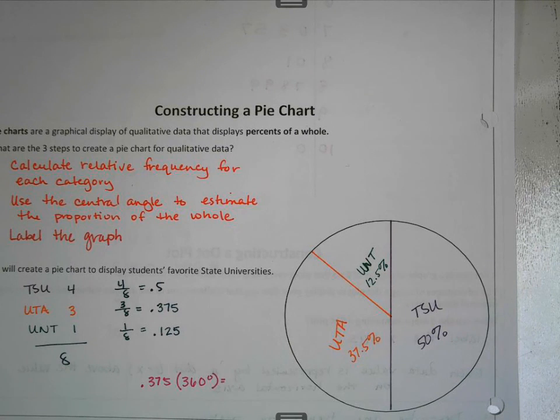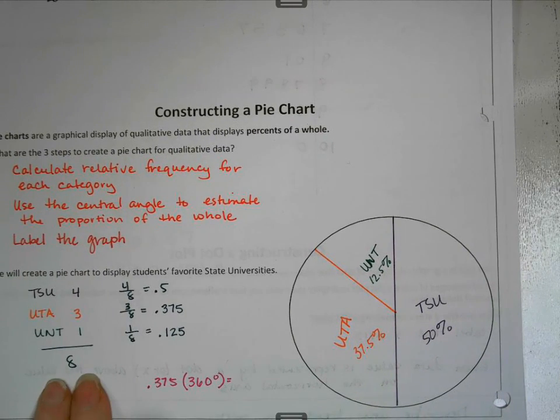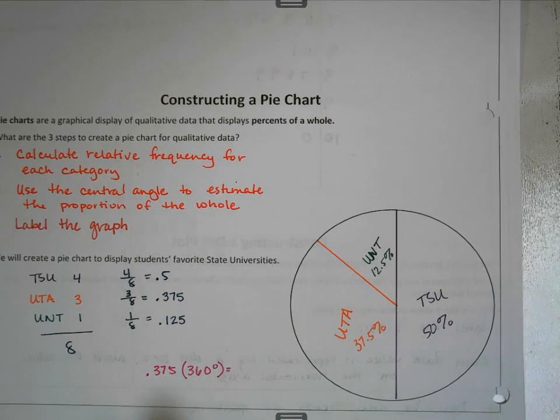So we use pie charts when we want to compare parts of a whole. So this is the whole class, and this was our percentages of the whole.